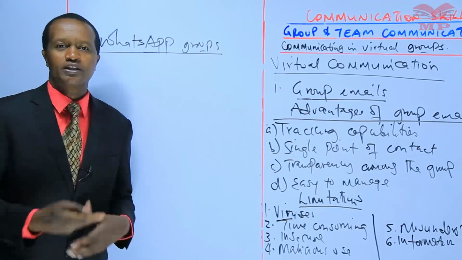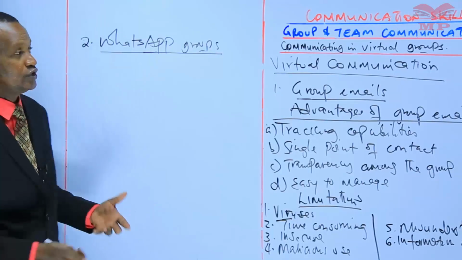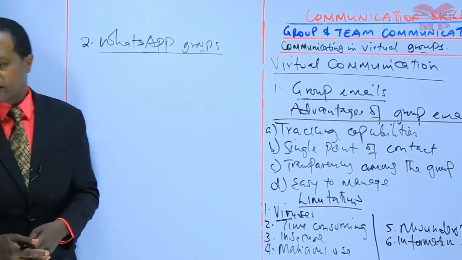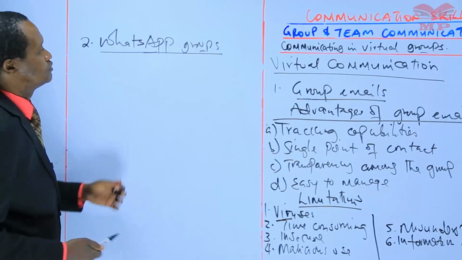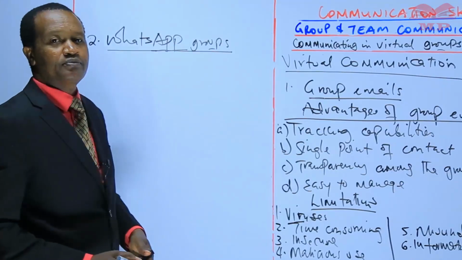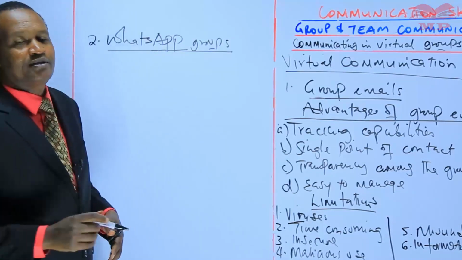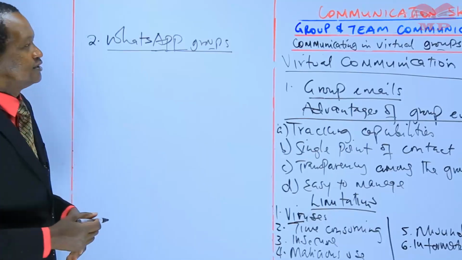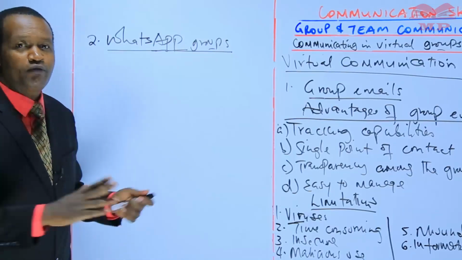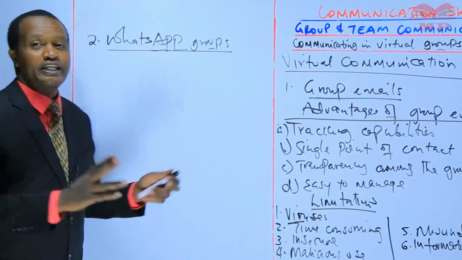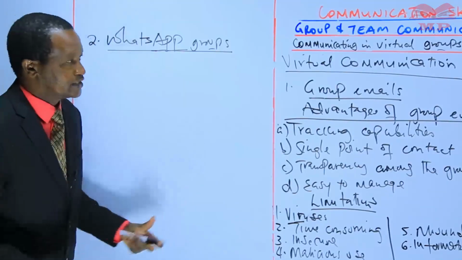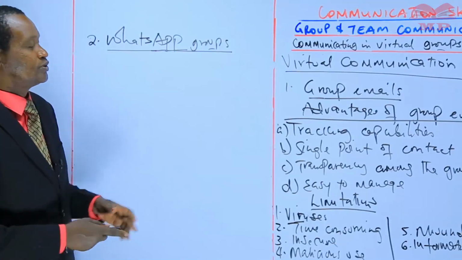So what I've been describing, candidates, is not something new to you if you have a smartphone and you are on WhatsApp. Those are some of the features that we find on the WhatsApp application. Are you on WhatsApp? Most likely. All right? WhatsApp is a very common, very popular way of communicating informally. Businesses have also embraced WhatsApp, especially when it comes to forming groups.